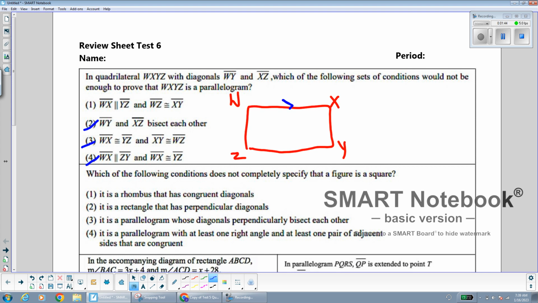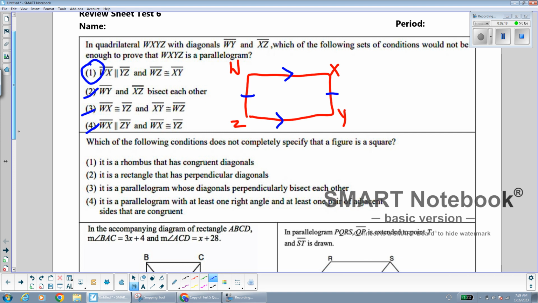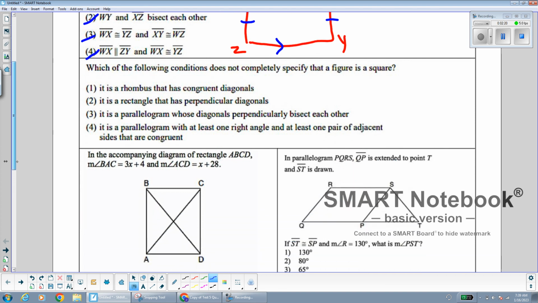And finally, WX is parallel to YZ, and WZ is congruent to XY. This is not one pair of opposite sides that are both congruent and parallel. This is one pair parallel and a different pair congruent. That doesn't prove we have a parallelogram. It needs to be both pairs parallel, or both pairs congruent, or one pair that is both congruent and parallel. We have found our correct answer choice. Always draw a picture. Always try out the answer choices in your diagram.